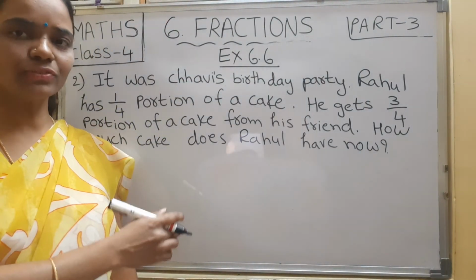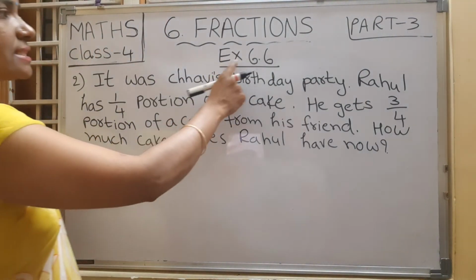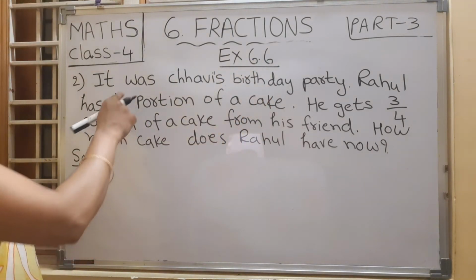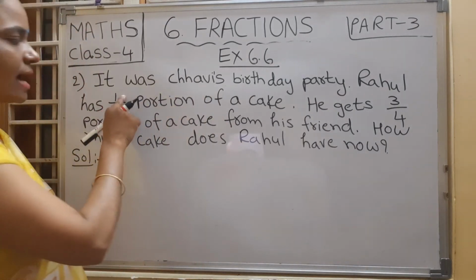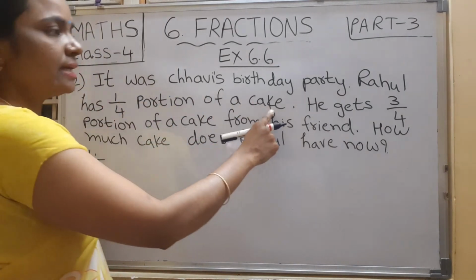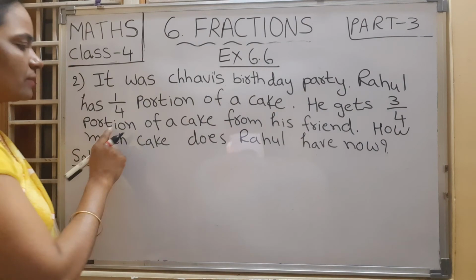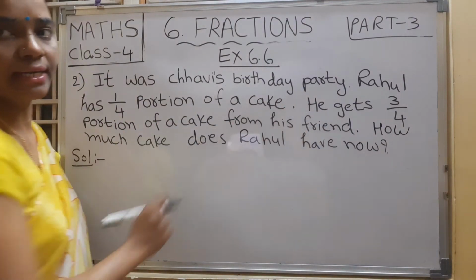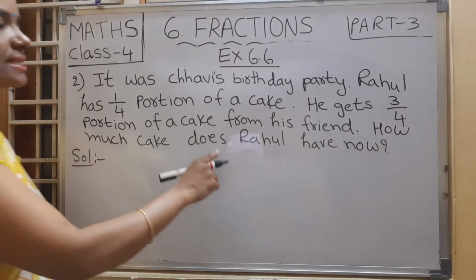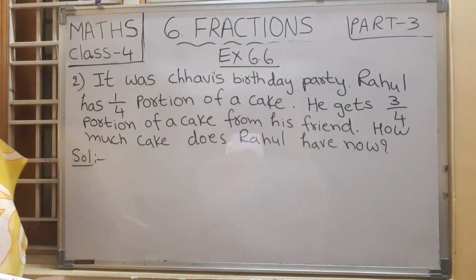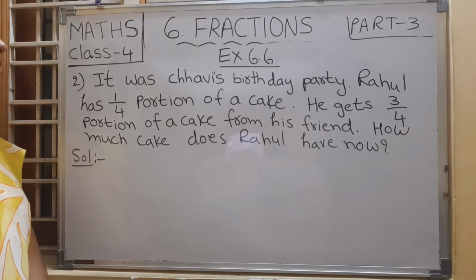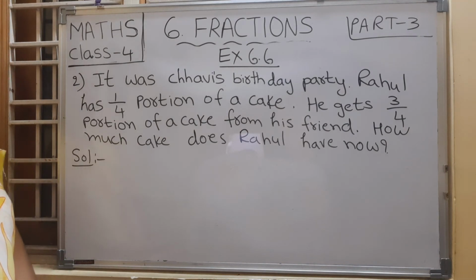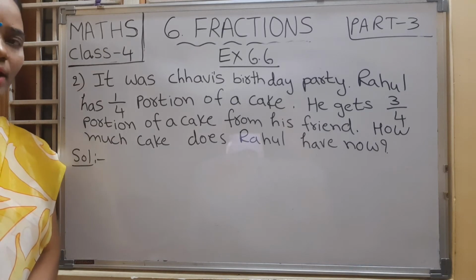Now I want to take one more problem, children, from exercise number 6.6. It was Chabbi's birthday party. Rahul has 1 by 4 portion of a cake. He gets 3 by 4 portion of a cake from his friend. How much cake does Rahul have now?